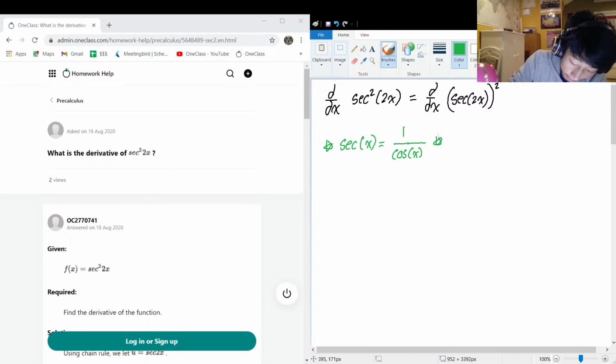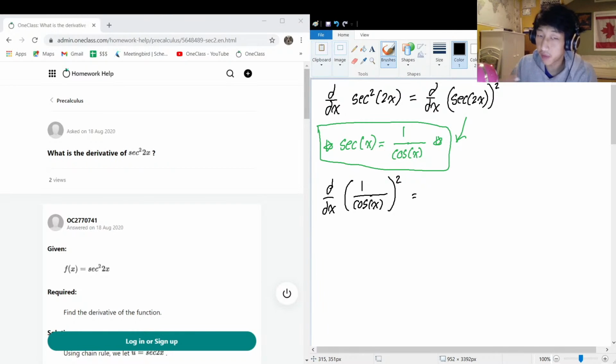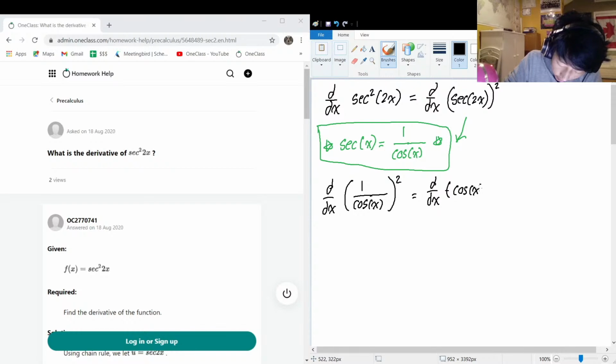Okay, so knowing this, let's substitute out that secant to look a little something like this. So d over dx of 1 over cos x, which is the same as secant x, but that whole thing is squared. And we can rewrite this: instead of 1 divided by cos x, we can do cos x to the power of negative 1. So d over dx of cosine x to the power of negative 1, and the whole thing to the power of 2.